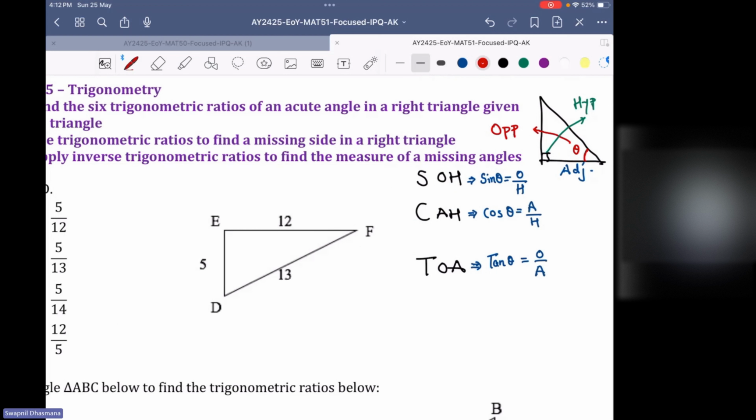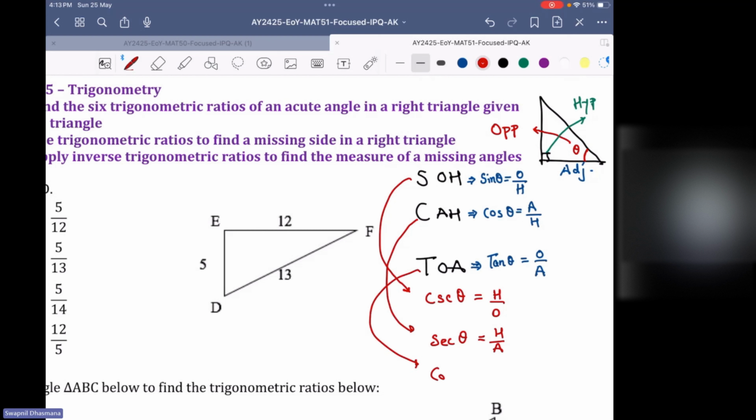The opposite of sine is cosec theta, which will be just flip of it, which is h over o. Opposite of cosine is sec theta, which will be h over a. And the opposite of tan is cot theta, which will be a over o. So you don't have to remember much, it's just flip of these quantities.